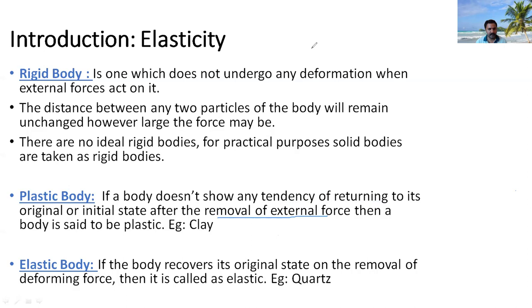Then what is an elastic body? An elastic body means that if you remove the applied force, the body will come back to its original configuration, original shape or original size. This kind of body we call an elastic body. An example of an elastic body is quartz.